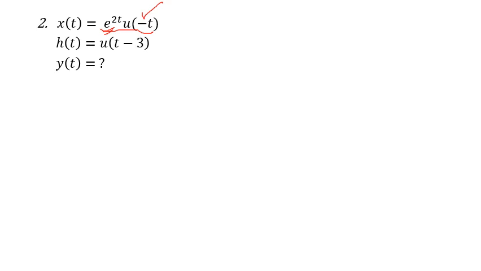The response signal is another step function which is shifted 3 units to the right. This value is 3, so this is plus 3, meaning the signal has been shifted 3 units to the right. You can notice that both signals, the input signal and the response signal, exist up to infinity. So let's find the convolution integral for this problem.